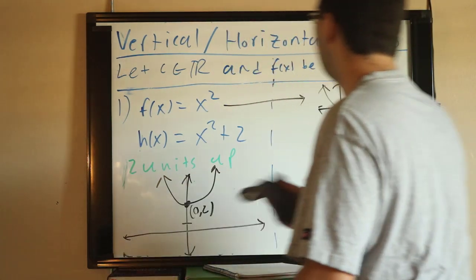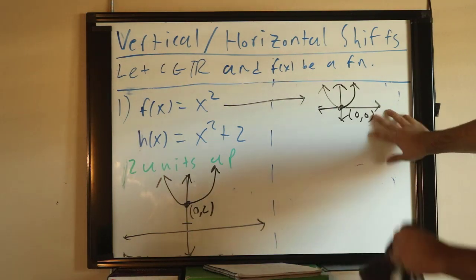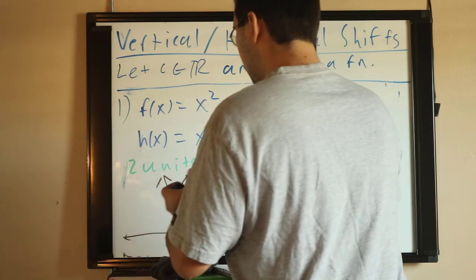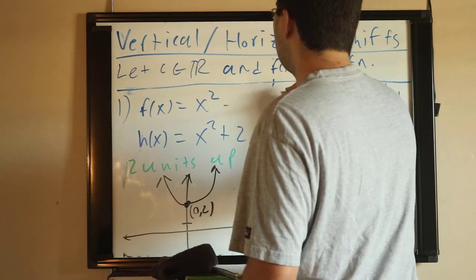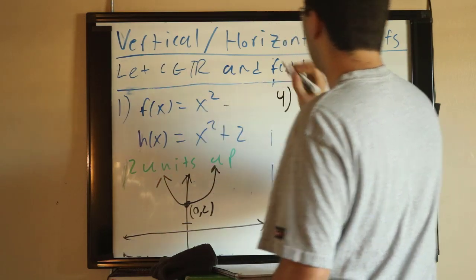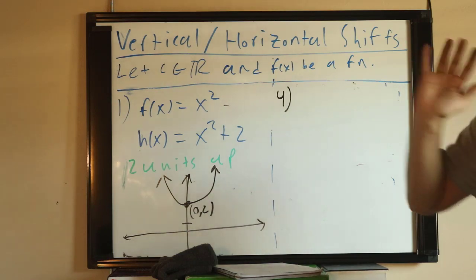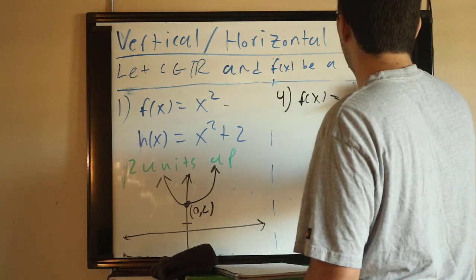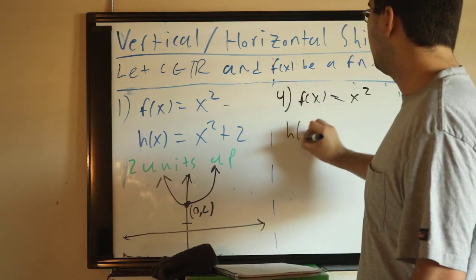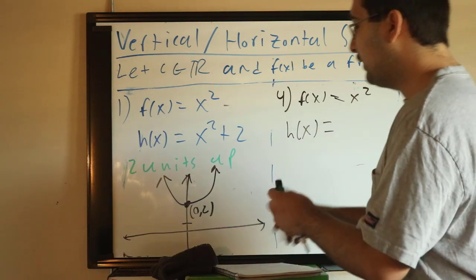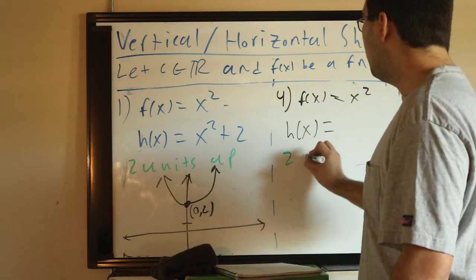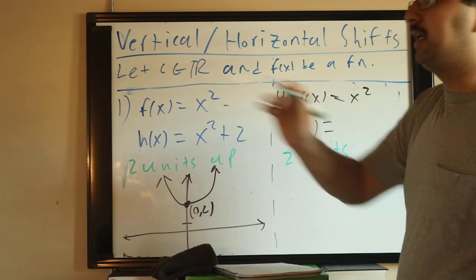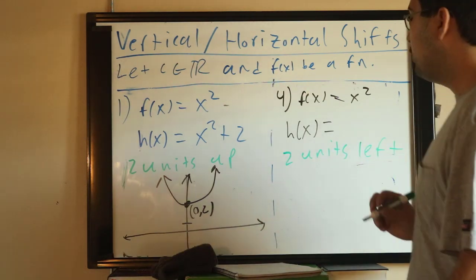Let's do an example of a horizontal shift now. I'm going to go ahead and erase this, but make sure you keep that in the back of your mind. So let's do an example of number 4, and 4 for us was moving c units to the left. Again, that'll be our parent function, f of x equals x squared. Let's create the graph h of x equals... Let's do 2 units to the left.